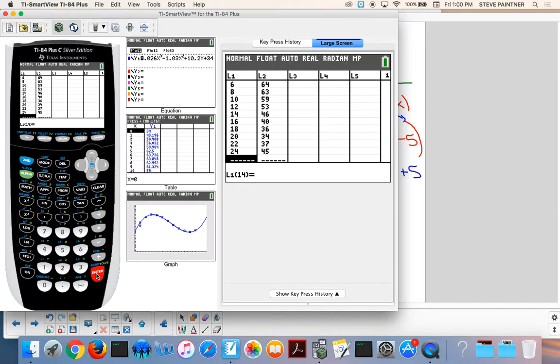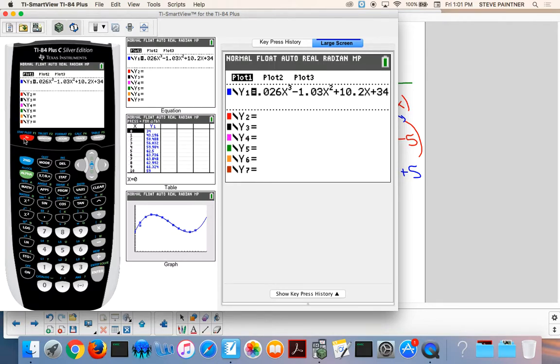Okay. Now, they want you to graph these points, but they also want you to put the equation in. So go to y equals. And I already have mine in. And I don't see why I should have to clear mine out and start over, because I think it's more important you clear yours out. 0.0626x cubed minus 1.03x squared, and so on and so on.